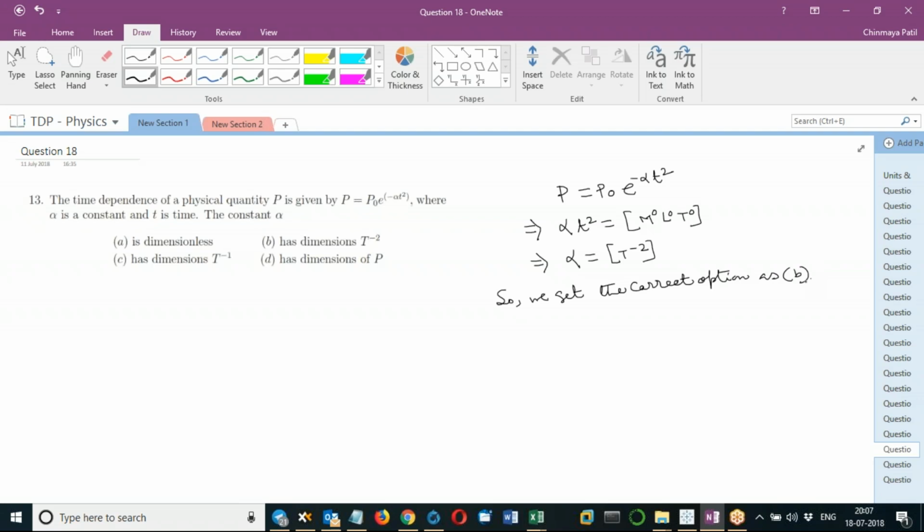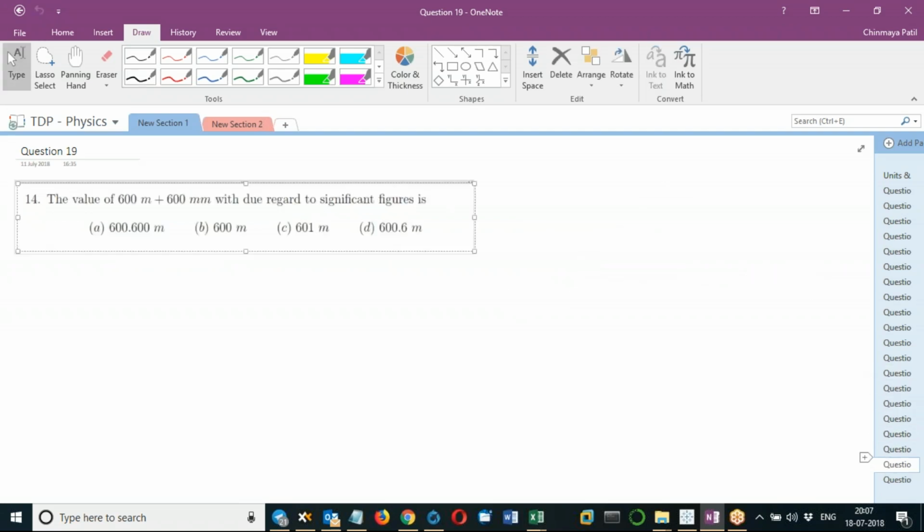Now let's come to the next question, which is objective MCQ question number 14, and according to the test paper it is question number 19. The question is, the value of 600 meter plus 600 millimeter with due regard to significant figures is what among these four options?